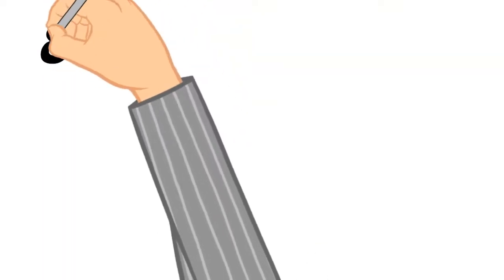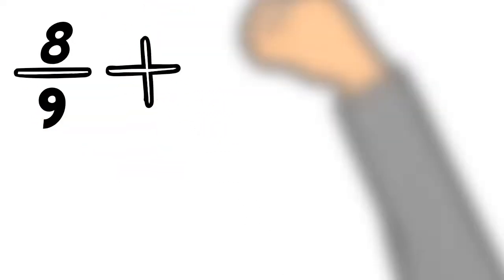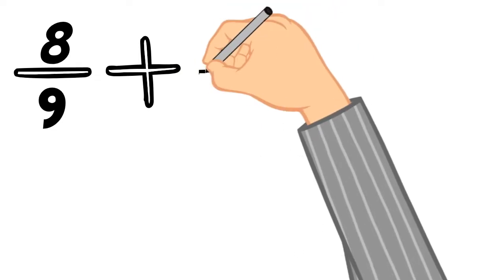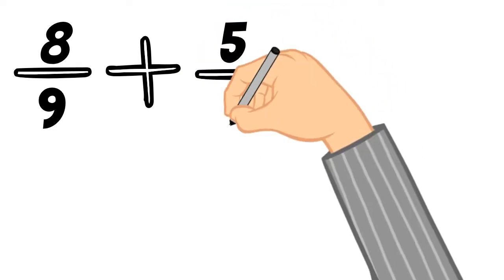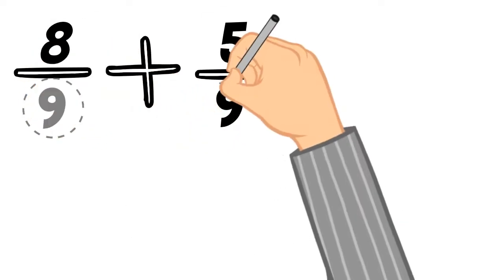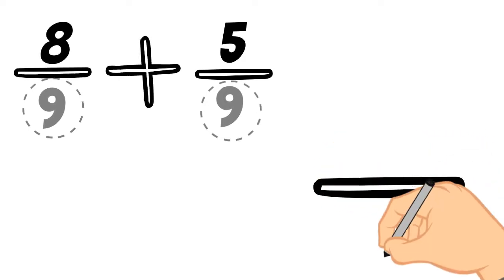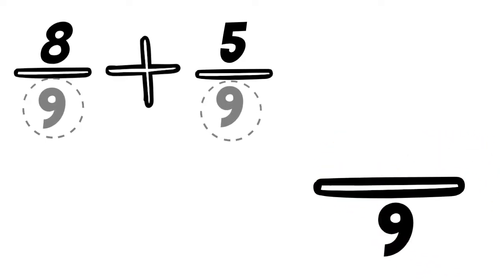8 over 9 plus 5 over 9. As the bottoms are same, that is 9. So, put answer 9 in the denominator.